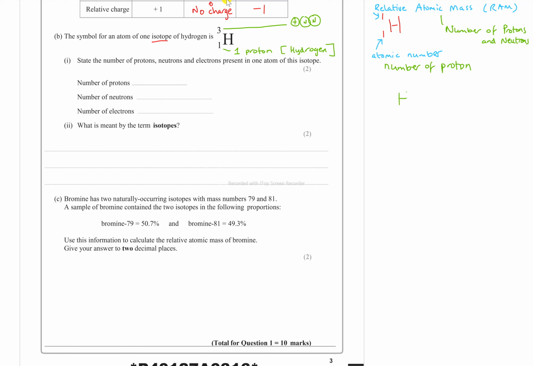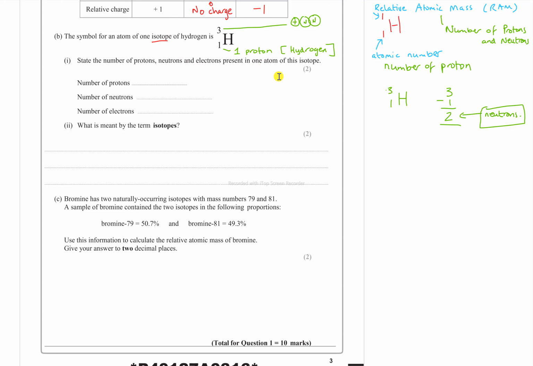What you do, you take the bottom number away from the top. So I'm going to do 3, take away 1, it's 2. That tells me the number of neutrons. Okay, there you go.